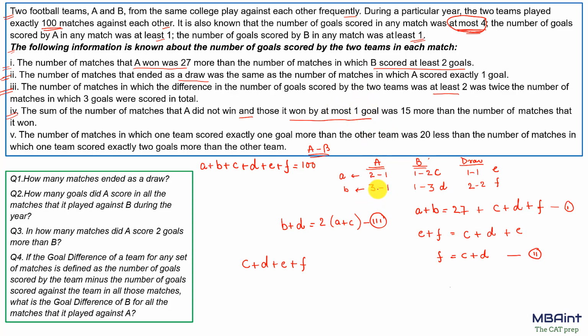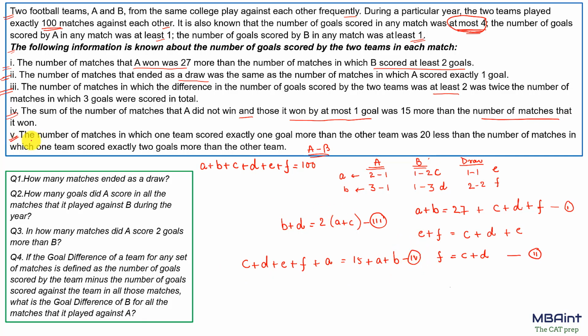So we'll take into consideration A. It is winning by just 1 goal. We'll not take B because it is winning by 2 goals. So A equals 15 more than the number of matches that it won. So how many matches is it winning? A plus B. So this is nothing but A plus B. So this would be my fourth equation.